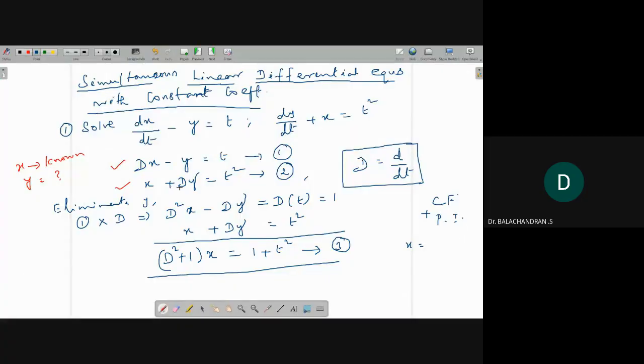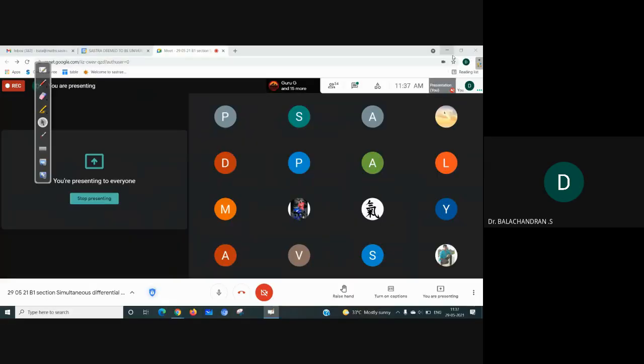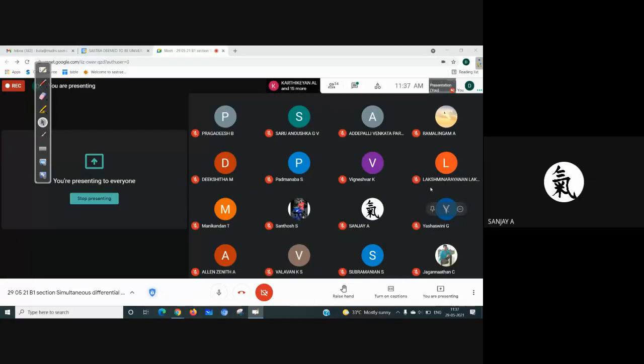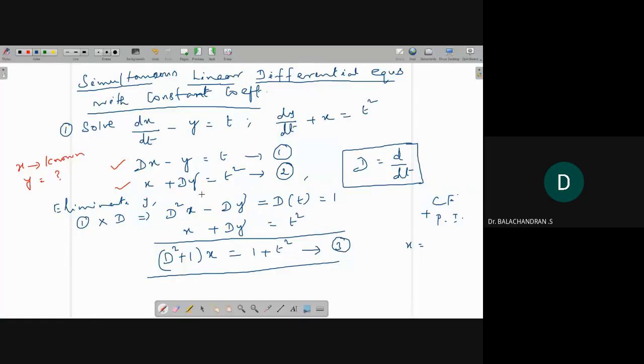You can also choose equation 2. If you use equation 2, you will substitute the x value, and you will need to integrate, sir. Yes, very good. That is what I am expecting. Sanjay, correct. So if you use equation 2 to find y, you need to integrate.